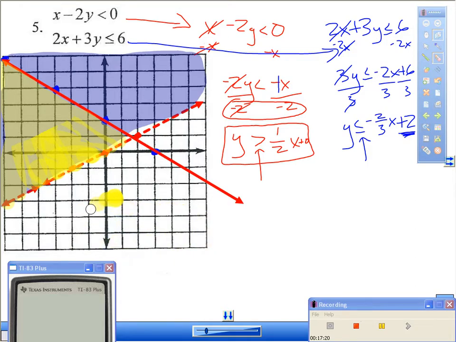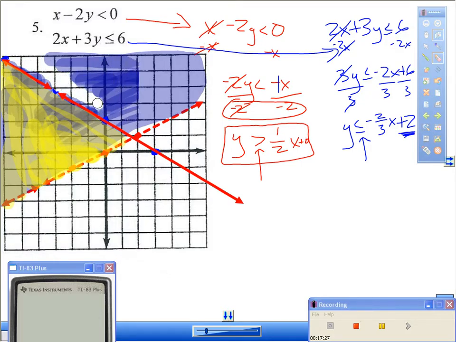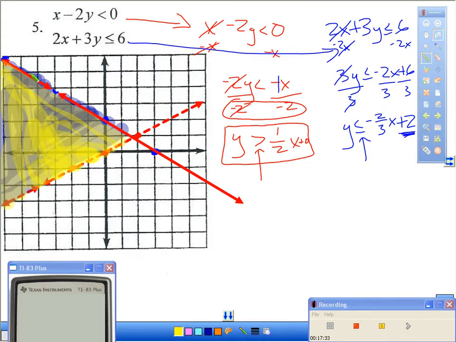So this is not part of our solution set, and this purple part up at the top is not part of our solution set either. Only the part over there to the left-hand side that has the purple and yellow overlapping. So this would be the solution set. Any ordered pair that's over here in this shaded region where the purple and yellow overlap is part of the solution. Any ordered pair that is outside of that region is not a solution.